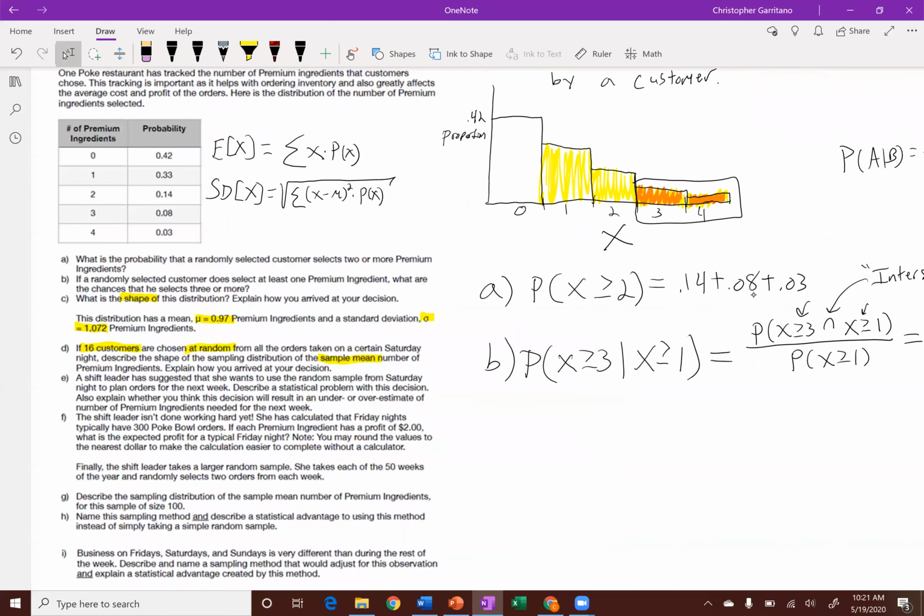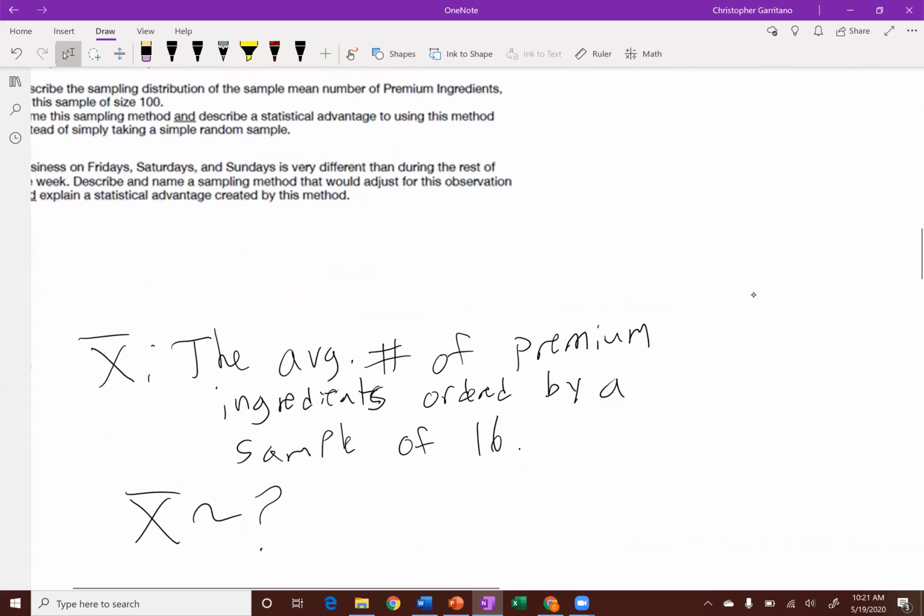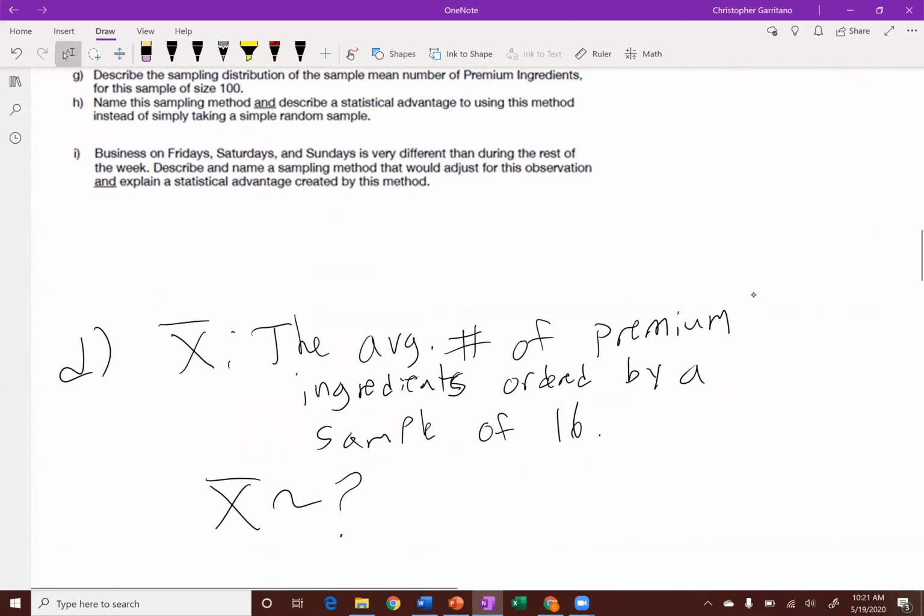All right, where did I put part D? Okay, so we're interested in X bar, the average number of premium ingredients ordered by a sample of 16 people. Let me get the word people in there. And the question is, well, what does this sampling distribution look like? Well, since we're talking about sample means, we want to know, does the central limit theorem apply?